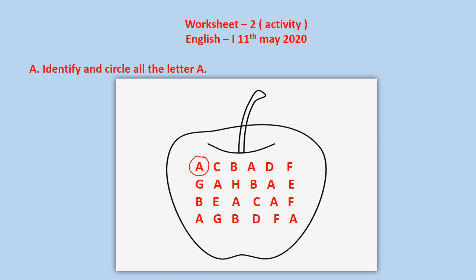Now let me do the first one. I see the letter A here, and I circle this one. Letter A. Like this, you circle all the letters A that you see inside the apple. Now, let's see the next slide.